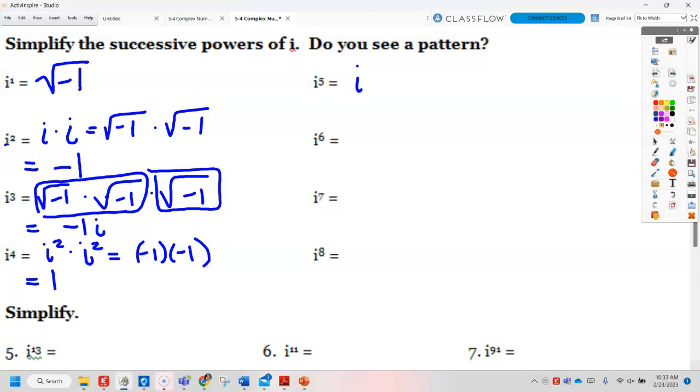I to the sixth would be 6 i's, but you can really think of that as 4 and 2. We always go back to 4 because 4 is positive 1, so it's the easiest to get rid of. So i to the sixth is really the same as i squared, which is really negative 1.